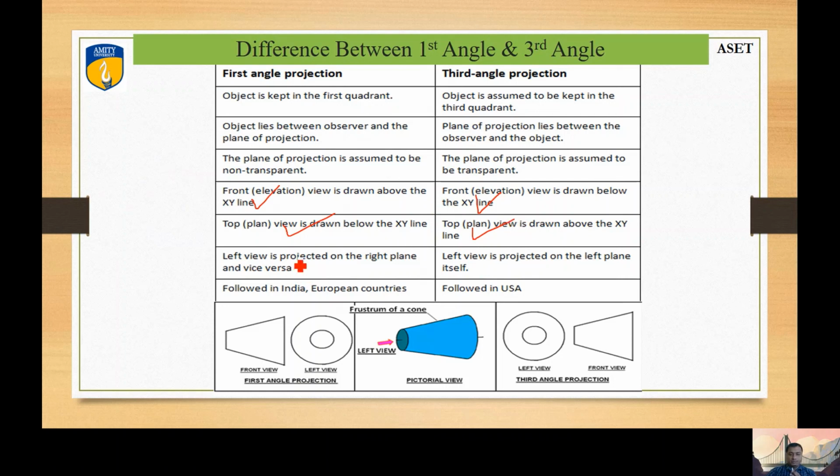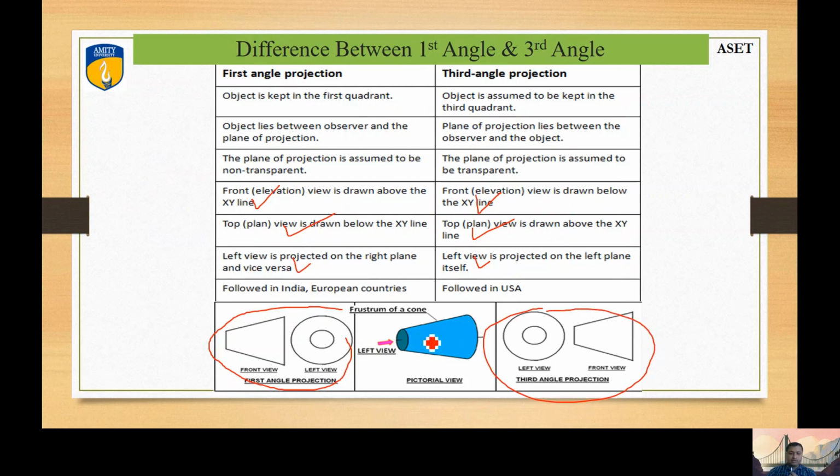Left side view is obtained on the right of the front view. That was on the first angle. It's all we have seen, but left is on the left for the third angle. And this is also one thing very important you should take care. This is the symbol of the first angle, and this is the symbol of the third angle.